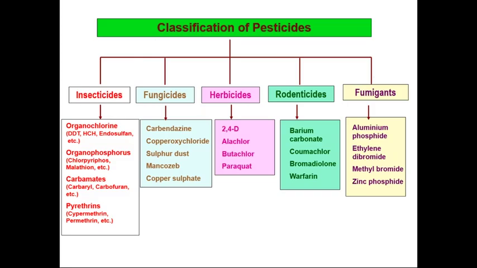The classification of pesticides is based on the genera that they inhibit or kill. We have the insecticides, which are directed towards the insects, and they have further been classified into the organochlorines or the organohalides, and the organophosphorus, which means they contain the organic group with phosphorus. Examples are chlorpyrifos and malathion. We have the carbamates, carbaryl, carbofuran, etc. And we have the pyrethrins, which are cypermethrin and permethrin.